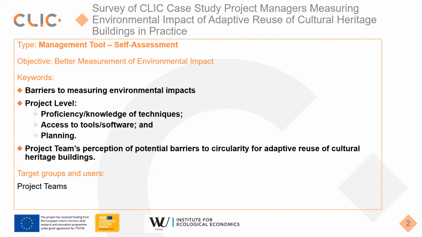We identified barriers to measuring environmental impacts at the project level, so a specific team working on a given project. And the self-assessment is of the proficiency and knowledge of techniques, access to tools and software, and planning skills. Also, we looked at the project team's perception of potential barriers to circularity in a given place. So it's not a macro level tool, it's really for a project team and a place.